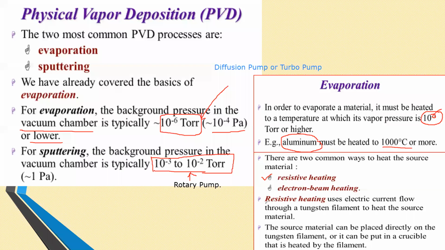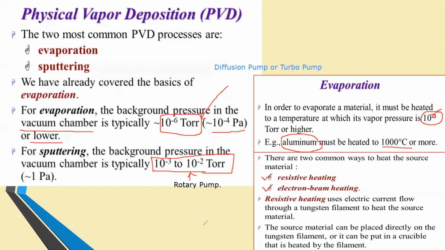So what is the work of resistive heating and how can we apply it for heating purposes? Resistive heating uses electric current flowing through a tungsten filament to heat the source material. Of course the tungsten filament is placed inside the chamber, and it is connected to the current and voltage section. Whenever we pass a particular amount of current and voltage, the tungsten filament is heated, and simultaneously the source is also heated. If the tungsten filament temperature increases, simultaneously the source temperature also increases. So the source material can be placed directly on the tungsten filament.